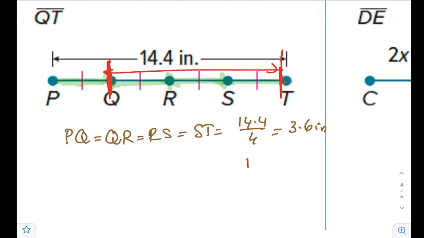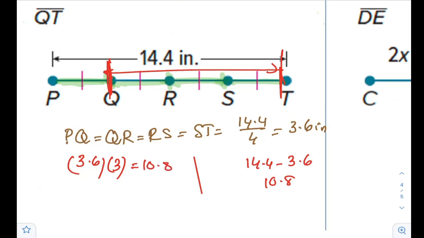Either you subtract 14.4 and take away one of the segments, and you will have 14.4 minus 3.6, which is 10.8. Or another approach is to multiply the length of one of the segments by 3. So if you multiply, 3.6 times 3 will be 10.8.